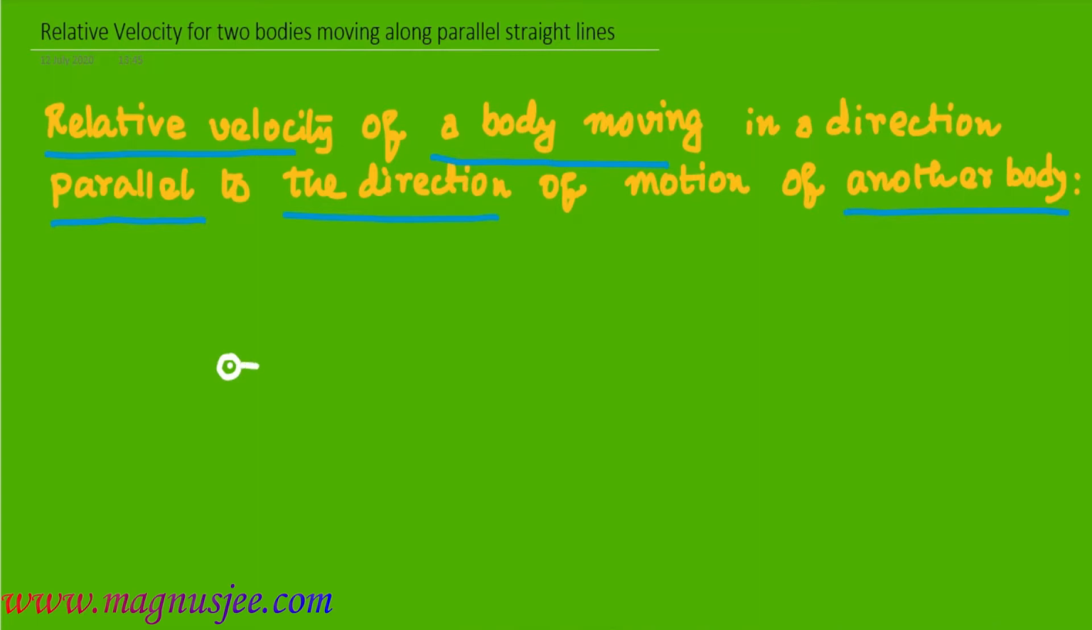Relative velocity of a body moving in a direction parallel to the direction of motion of another body. So in the diagram, a body A is moving towards the right with a velocity vector VA. Another body B is also moving along a different straight line but in the same direction. Another body B is also moving parallel to the direction of motion of the body A but along a different straight line.